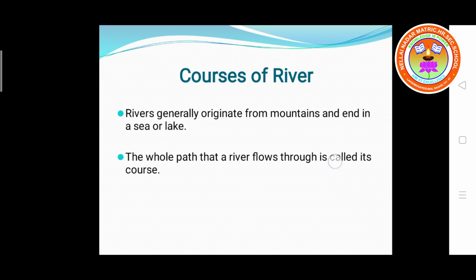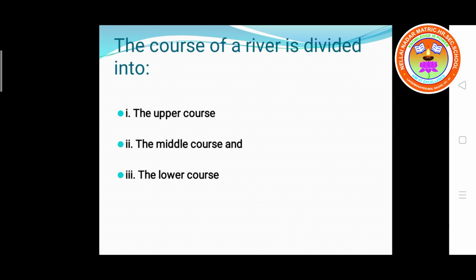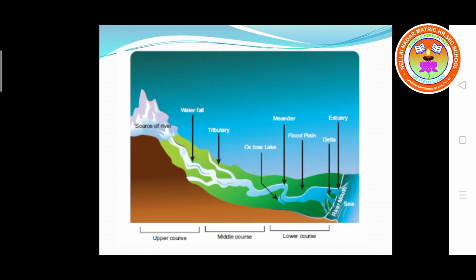And that course of river is divided into three. First one, the upper course. Second one, the middle course. And the last one is the lower course. Please have a look at the picture in slide number 8. You can see upper course: source of river, waterfall. Middle course: tributary, oxbow lake. Lower course: meander, floodplain, delta. So it has been divided like this.